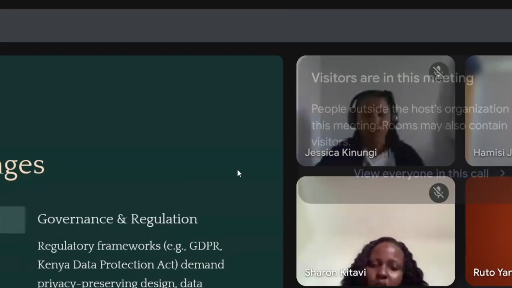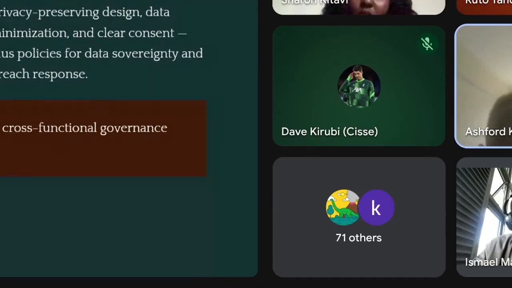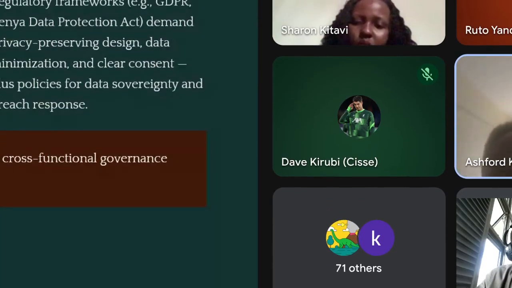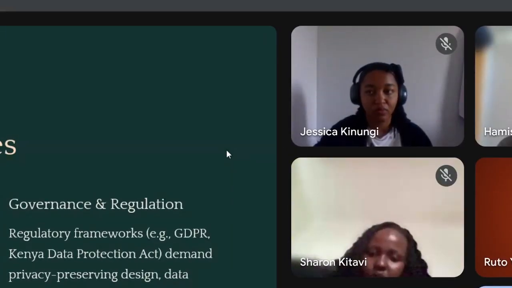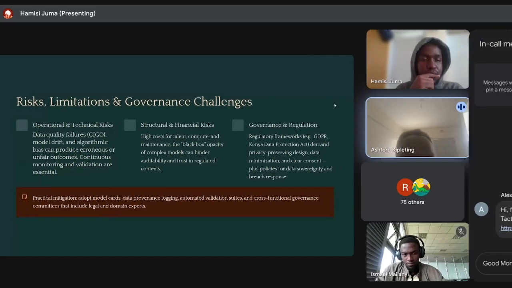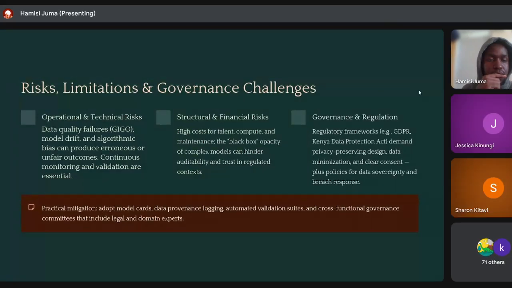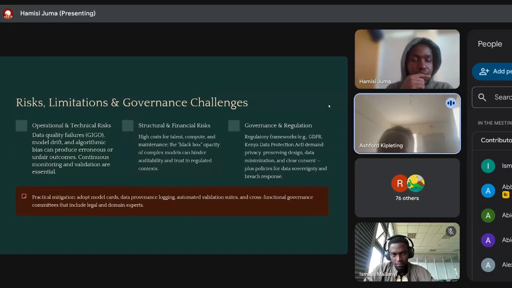I'll be taking you through the risks, limitations, and governance challenges facing data science. So the first point is operation and technical risks. Data quality failures such as garbage in, garbage out, model drift and algorithmic bias can produce erroneous or unfair outcomes. Continuous monitoring and validation are essential.